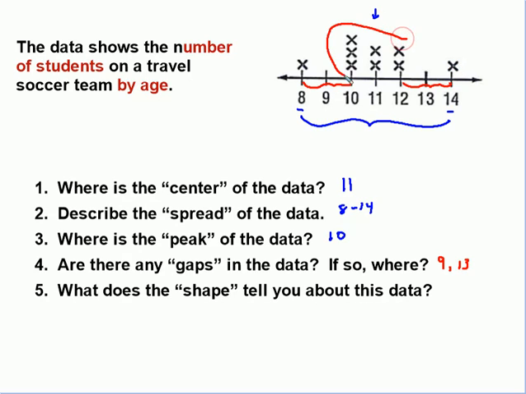We can tell that most students in this data are between 10 and 12. So most of our students are right here in the middle. And we learn all that from the shape of the data.